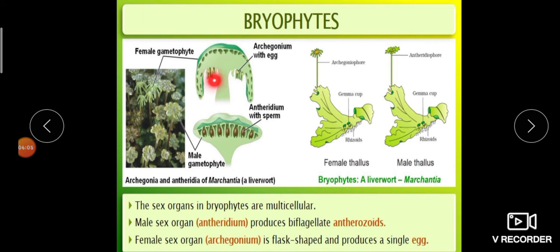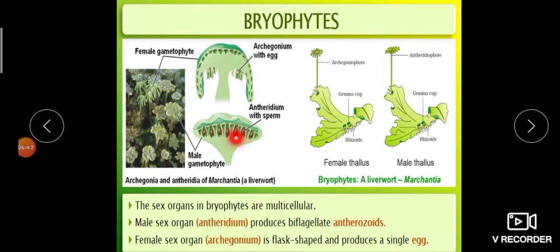If you look at the female and male reproductive organs, this is the male gametophyte. Inside the male gametophyte, antheridium is there, and inside the antheridium, anthrozoids are produced. These brown-like structures are called antheridium. Then look at the archegonium, that is the female gametophyte. It is more or less a flask-like structure. If you look very keenly, you can observe the flask shaped structure, the archegonium. Inside that flask there is a single egg.